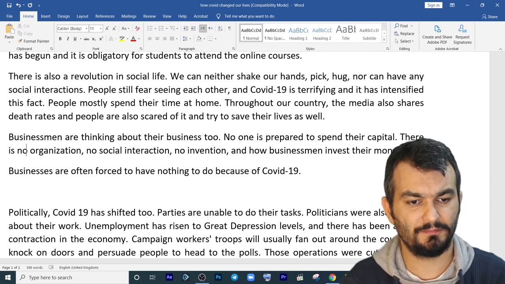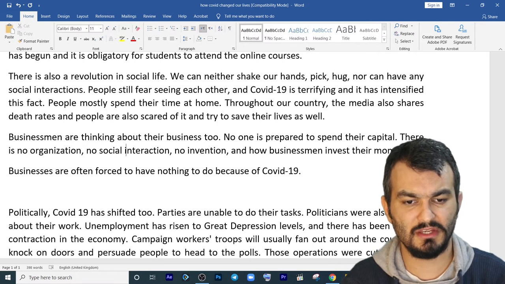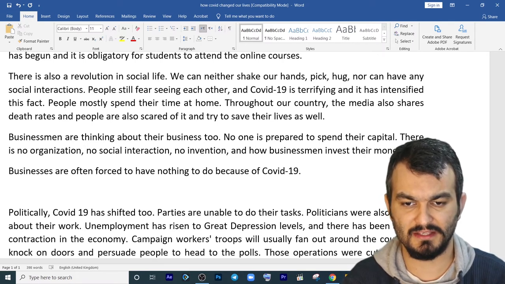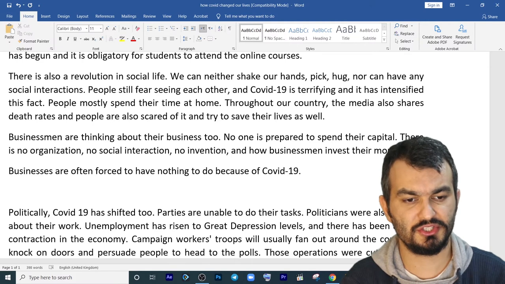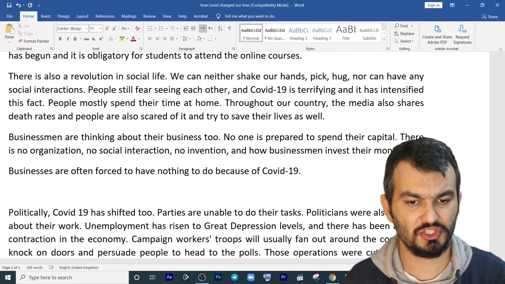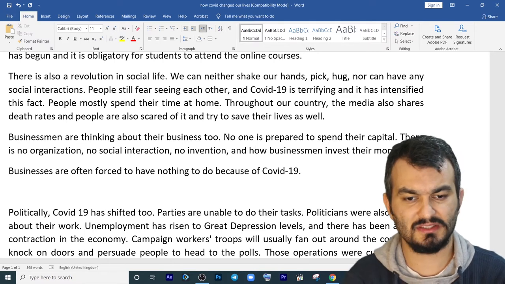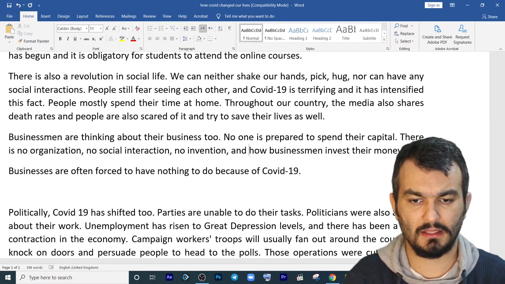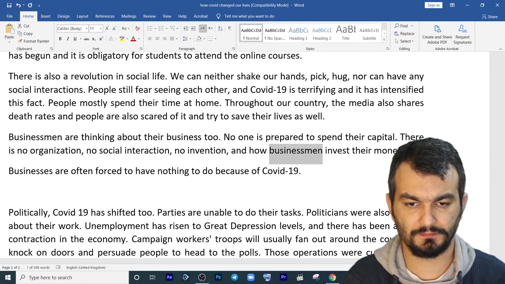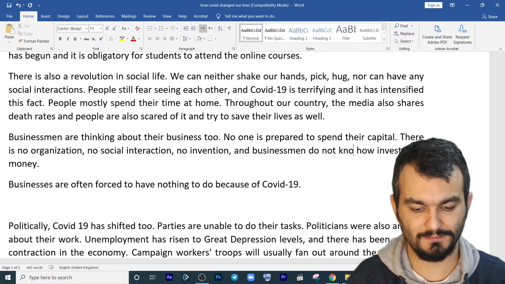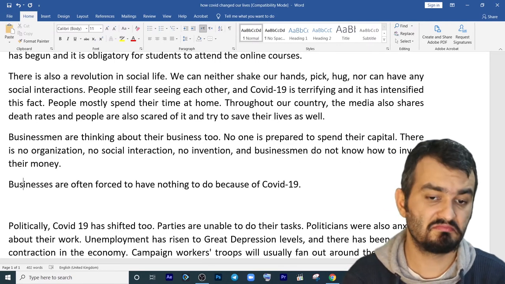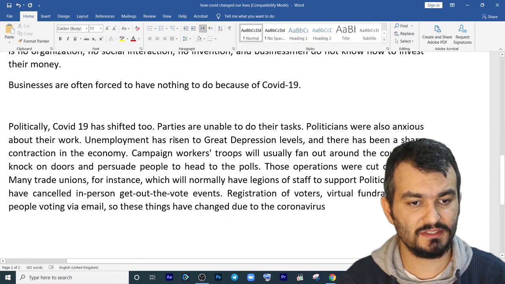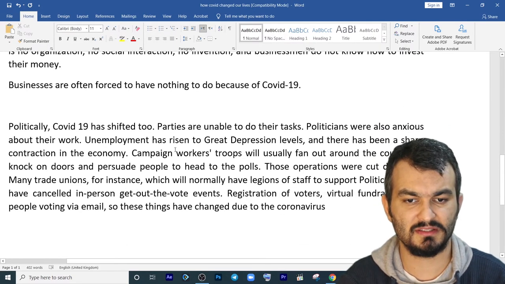There is no organization, no social interaction, no invention, and how businessmen invest their money. This is not clear. You can say, businessmen do not know how to invest their money. Okay, you can say that. Businesses are often forced to have nothing to do because of COVID-19.